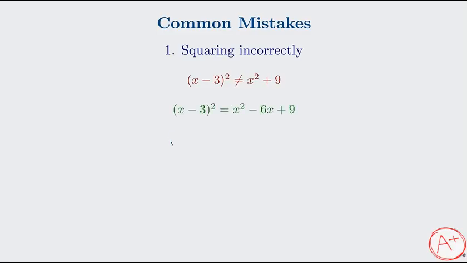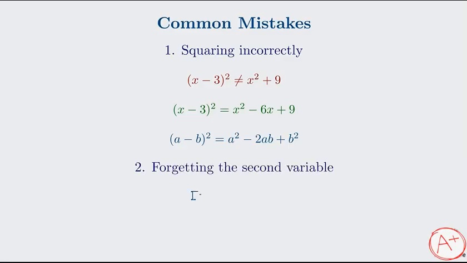A common error is expanding (x − 3)² as x² + 9. Remember the middle term. It should be x² − 6x + 9. Always use the pattern (a − b)² = a² − 2ab + b². Students often find the values for x and stop. In a simultaneous equation, you must find the corresponding y values to complete the coordinate pairs.